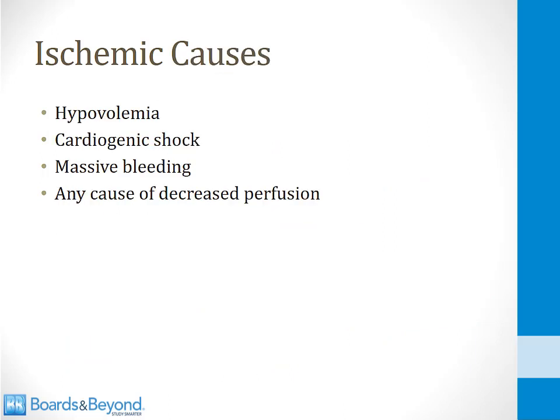On this side, I've listed some of the causes of ischemic ATN, basically any cause of decreased perfusion. This could be hypovolemia from vomiting or diarrhea. This could be cardiogenic shock. It could be hemorrhage. Anything that lowers the perfusion to the kidneys can lead to tubular necrosis.